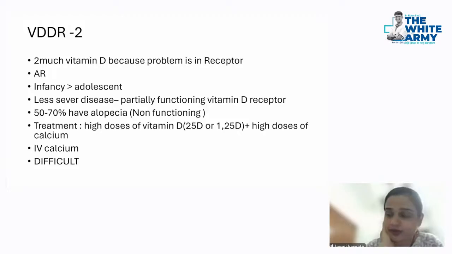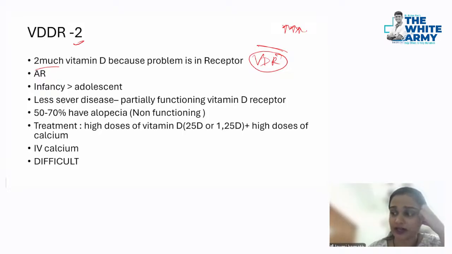So the best way to remember is 2 for too much. Too much of active form of vitamin D is there. Why is it too much? Because the receptor is not working. The moment the receptor is not working, the previous substrate starts increasing, to see if the increased concentration has some effect on the receptor. So it is the problem with the vitamin D receptor which causes rickets, because of which the active form of vitamin D will be very high.